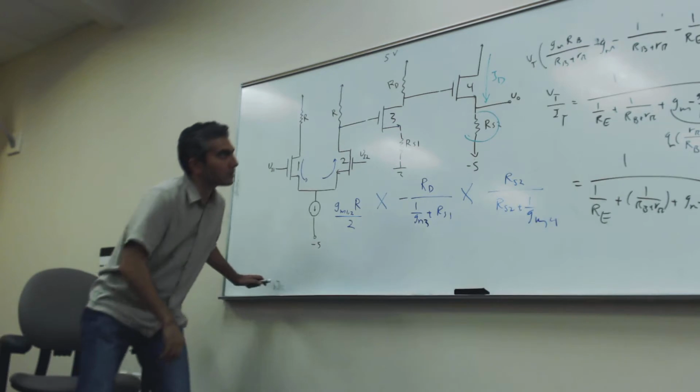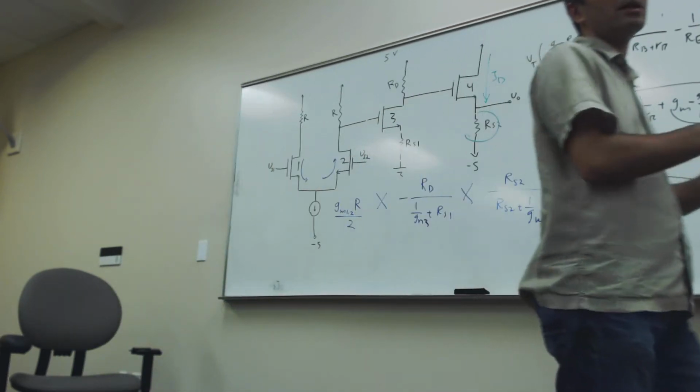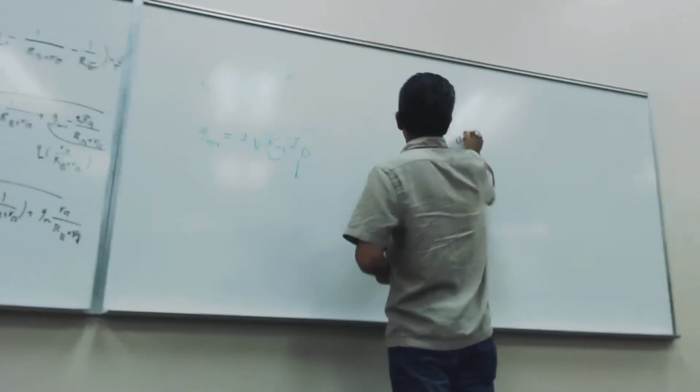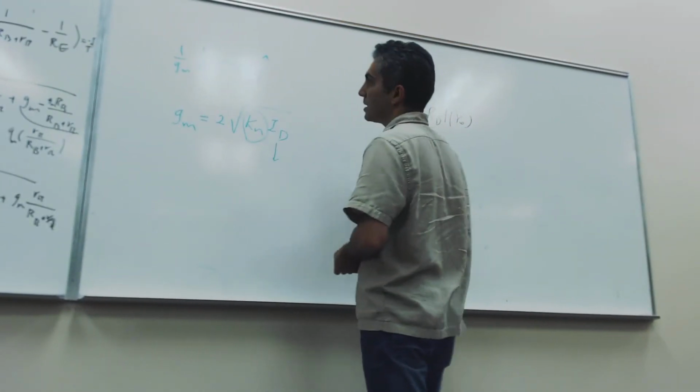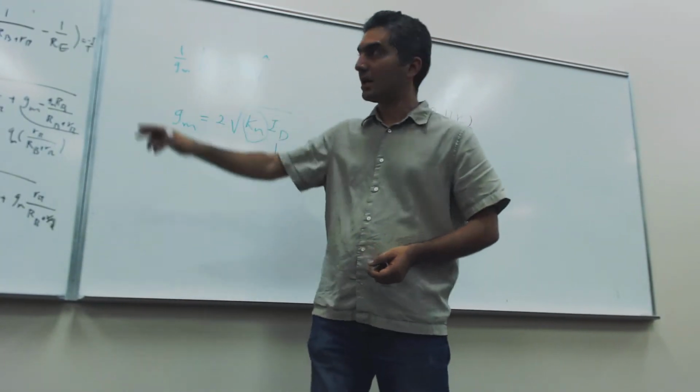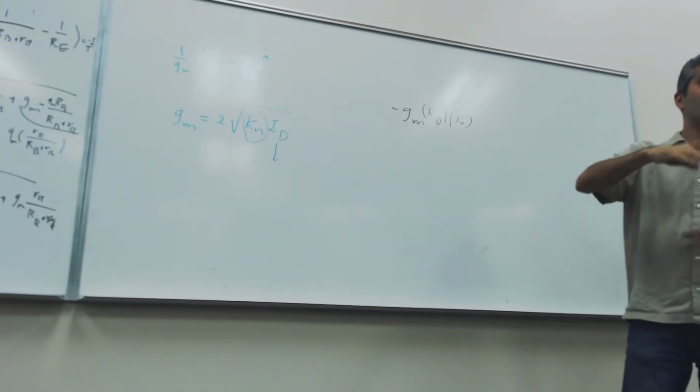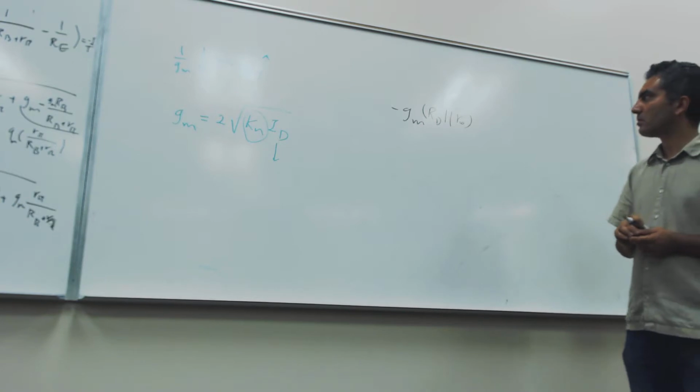If you're serious about this becoming your career, you should start doing these things on your own. I'm not going to ask you these, but these are the kind of thought-provoking things that people in the industry do. That's what they do, right? So minus GM RD in parallel with R naught is the gain for that little stage, assuming RS is not there. Let's just simplify. You add to it, it's just going to get more complicated.